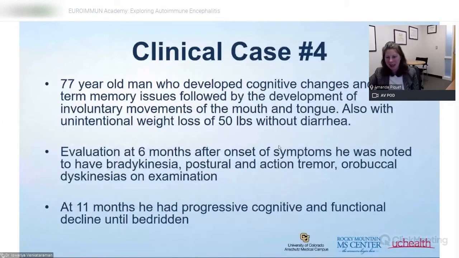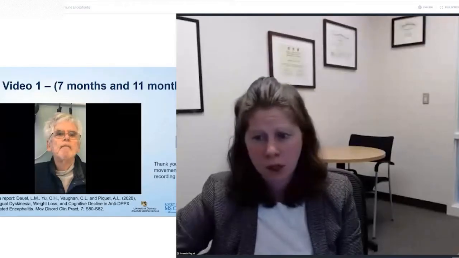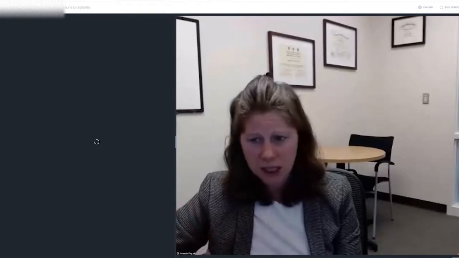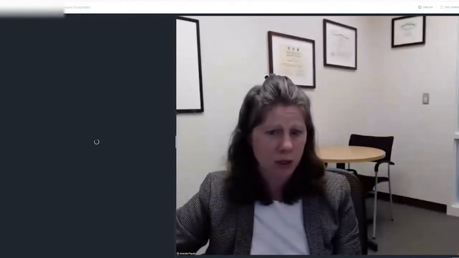And then by 11 months, he had progressive cognitive and functional decline until he was essentially bedridden. I first met him when he was actually on hospice. And so this is an example here of the movement disorders that we saw.